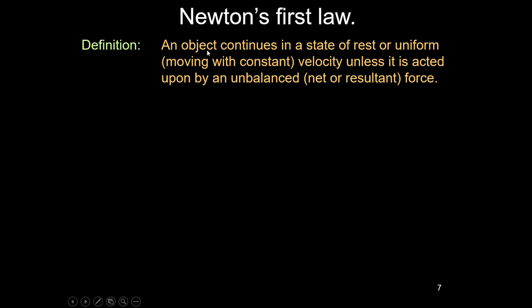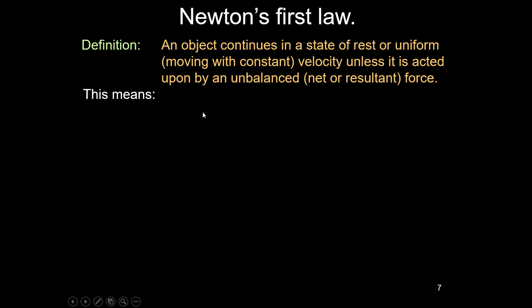So, Newton's first law of motion tells us that an object continues in its state of rest or uniform velocity unless it is acted on by an unbalanced force. Now, very important, guys: this definition, you write it exactly the way it is here. If you leave out rest or you leave out constant velocity, we don't mark it correct.